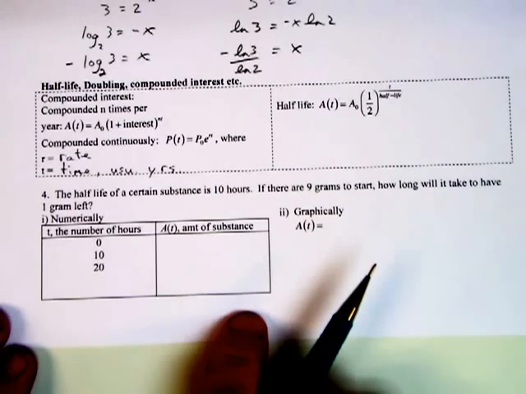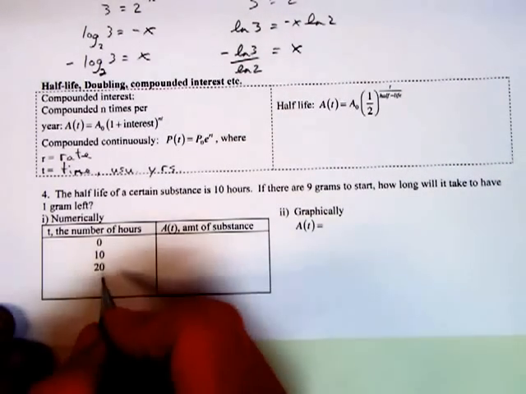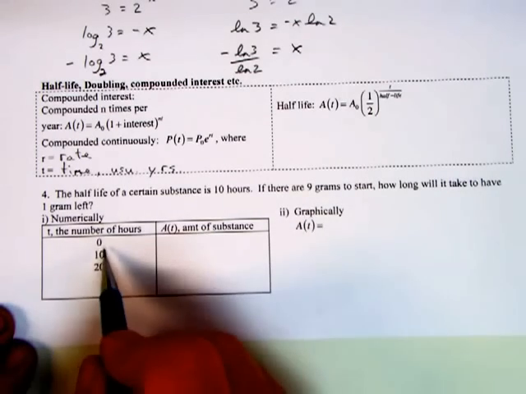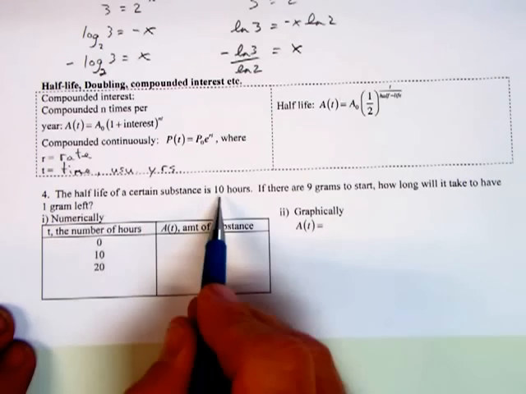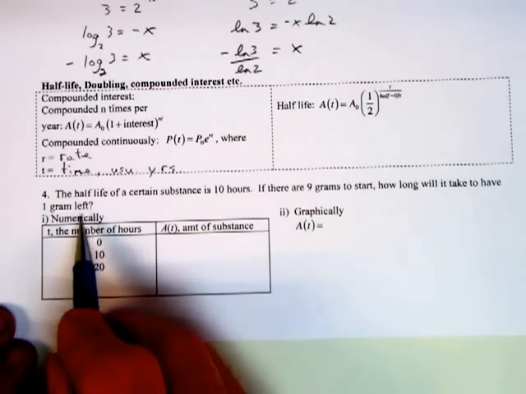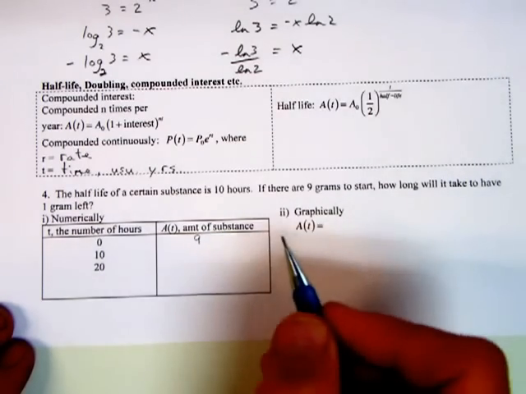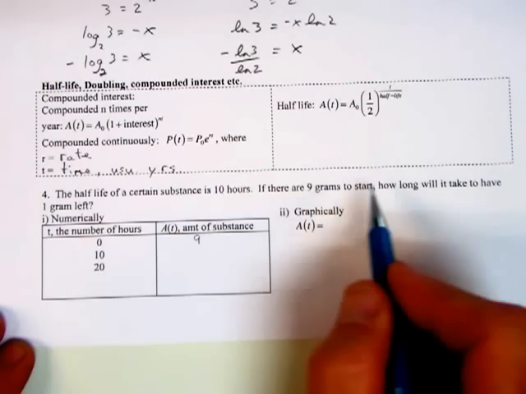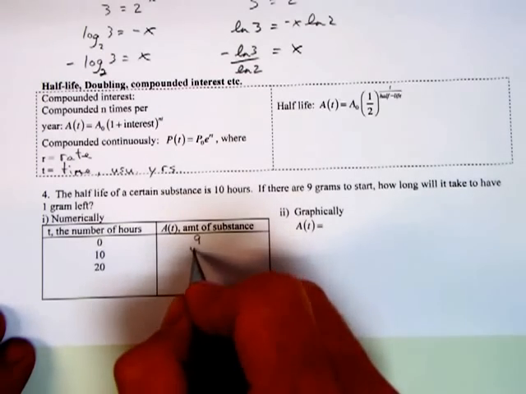I want to look at this problem 3 different ways. The first thing I want to do is, let's look at what this would be for 0 hours. I have a half-life of certain substances, 10 hours. There's 9 grams to start. How long will it take to have 1 gram left? Well, at 0 hours, we have 9 grams. After 10 hours, since 10 hours is our half-life, we're going to have half of the amount we have there. So we have 4.5.